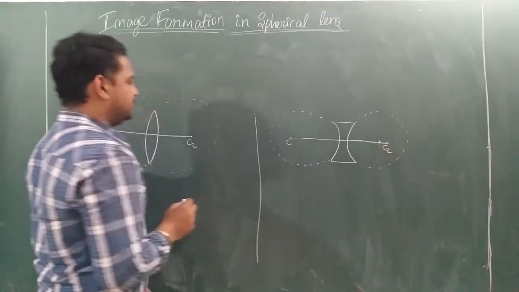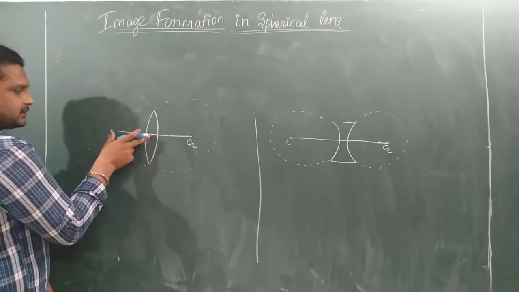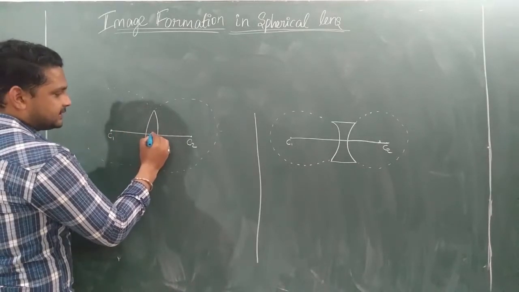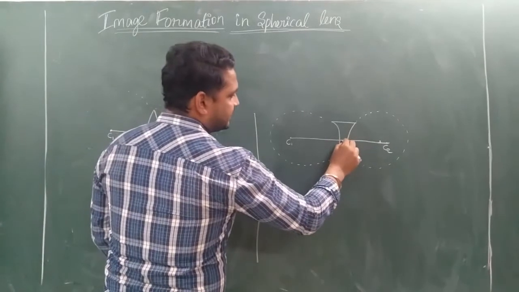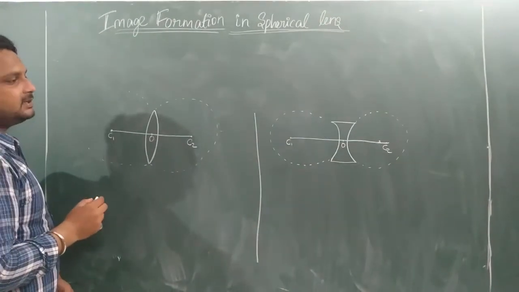And always remember that the distance of the center of curvature on both sides should be the same. In all cases, the center of the lens is called the optical center and is represented as O.